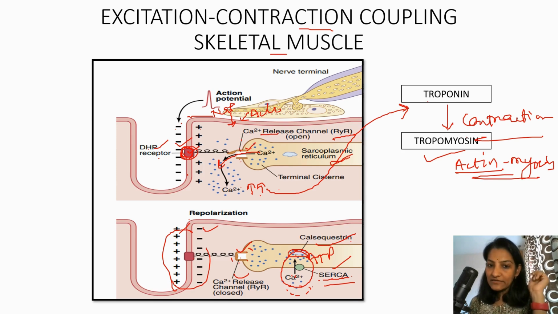So as the resting stage comes, no impulse is there, the DHP receptor will come back to its resting stage, which will close the ryanodine receptor. So calcium incoming is now restricted, and whatever extra calcium is present will be taken back with the utilization of ATP by the SERCA pump into the sarcoplasmic reticulum. There the calcium ion binds with the calsequestrin protein. So this is the mechanism of excitation contraction coupling in the skeletal muscle.